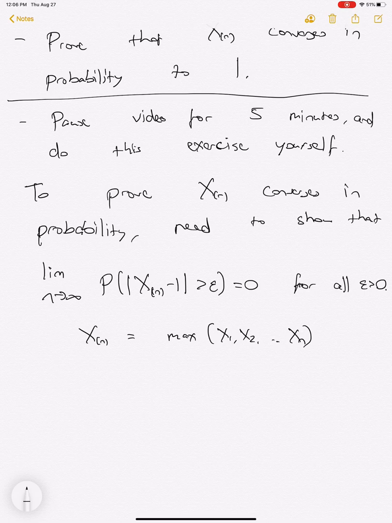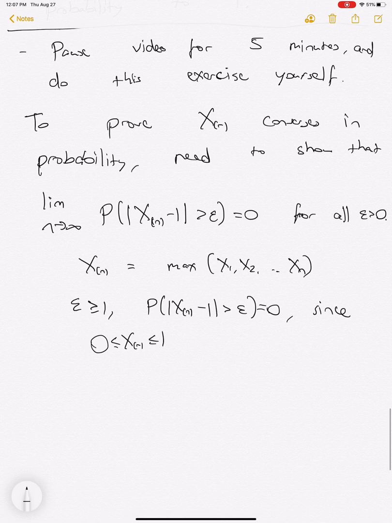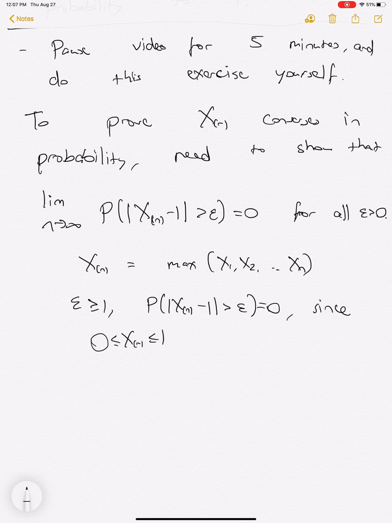Okay, and now let's think about different values of epsilon. If epsilon is bigger than or equal to 1, this is just equal to 0 trivially, because we can see that X of n has to be between 0 and 1, because we're only distributed on the uniform 0, 1, and if you recall, the uniform only has a support or a range on 0 to 1. So the only non-trivial choice of epsilon is between 0 and 1, so we're going to focus on that here.